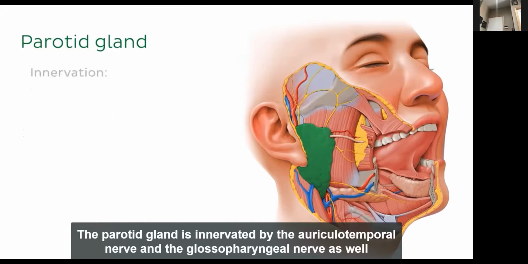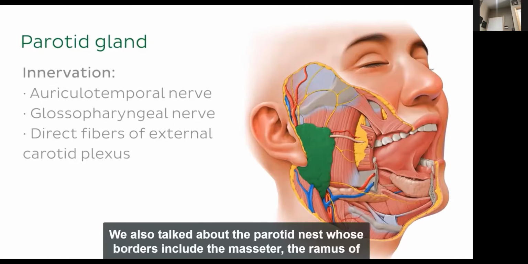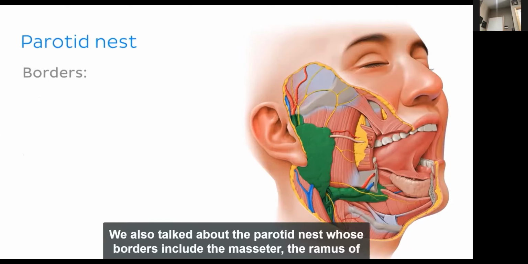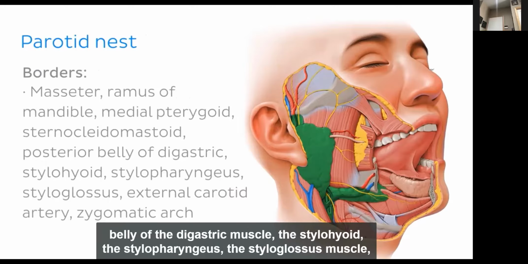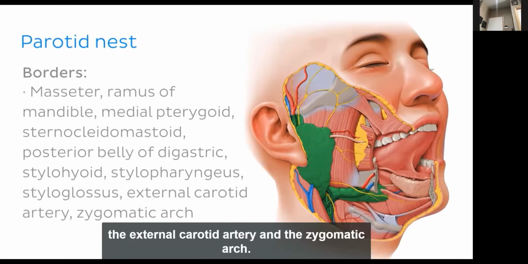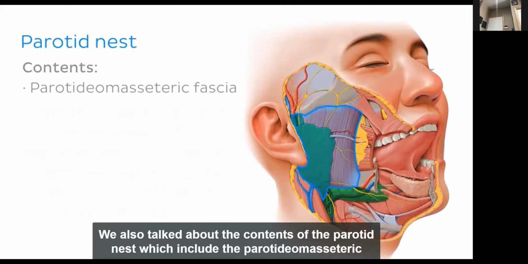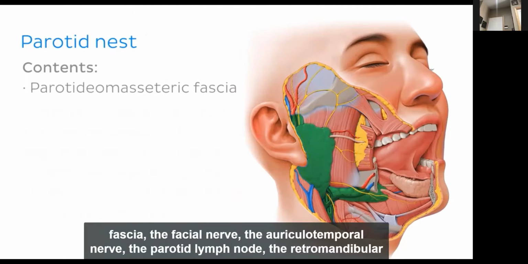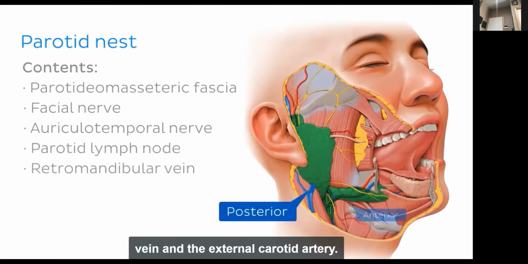The parotid gland is innervated by the auriculotemporal nerve and the glossopharyngeal nerve, as well as the direct fibers of the external carotid plexus. We also talked about the parotid nest, whose borders include the masseter, the ramus of the mandible, the medial pterygoid muscle, the sternocleidomastoid muscle, the posterior belly of the digastric muscle, the stylohyoid, the stylopharyngeus, the styloglossus muscle, the external carotid artery, and the zygomatic arch. We also talked about the contents of the parotid nest, which include the parotidomasseteric fascia, the facial nerve, the auriculotemporal nerve, the parotid lymph node, the retromandibular vein, and the external carotid artery.